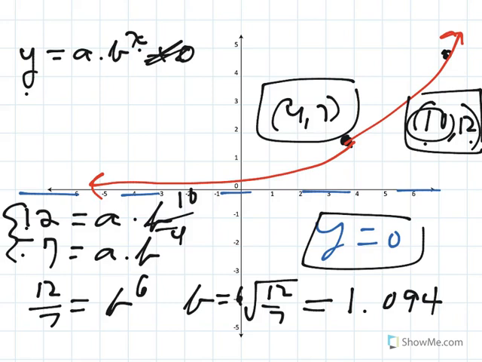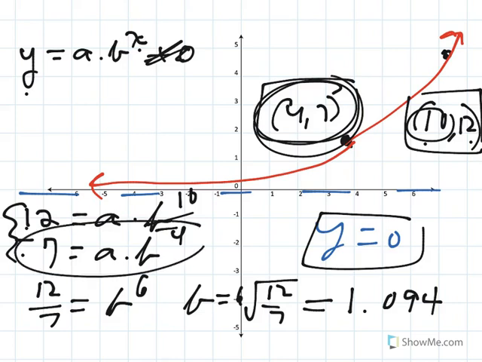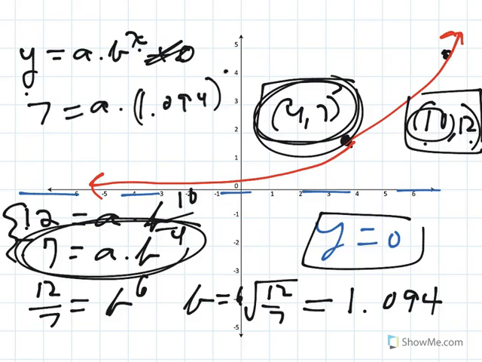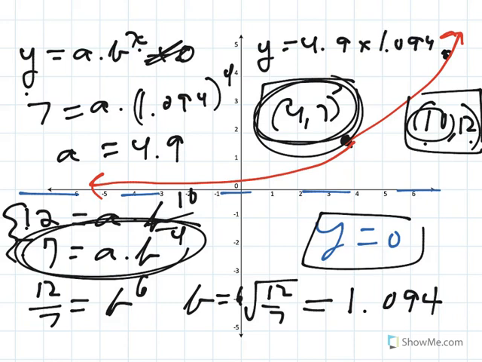Now that I've got b worked out, I can take either of these points. I'll use the (4, 7) and basically this equation here, but I'm going to substitute b in, so I get 7 equals a times 1.094 to the 4th power. Raise to the 4th power and divide by that, and I end up with a is approximately 4.9. I like to round a to the nearest tenth. So we get an equation of 4.9 times 1.094 to the x power. So that is an example of, we don't know the y-intercept, but c was 0.